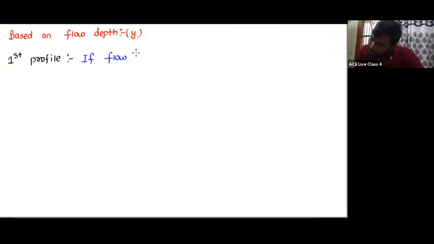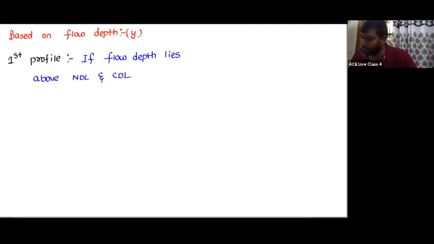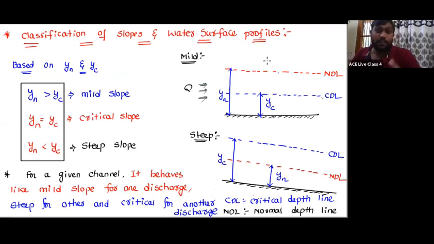Based on flow depth, first profile: if the flow depth lies above NDL and CDL, then we are going to call it profile number 1.